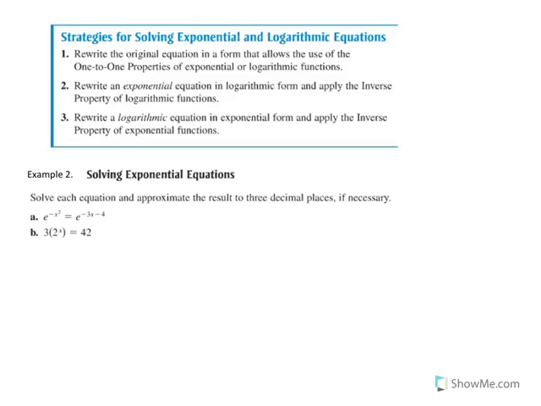Now let's talk about solving some exponential equations that get a little bit more complicated. Use the one-to-one property as much as possible. In this case, if I'm looking at A, if I have e to the negative x squared equals e to the negative 3x minus 4, well, if the bases are the same, then I can set negative x squared equal to negative 3x minus 4.